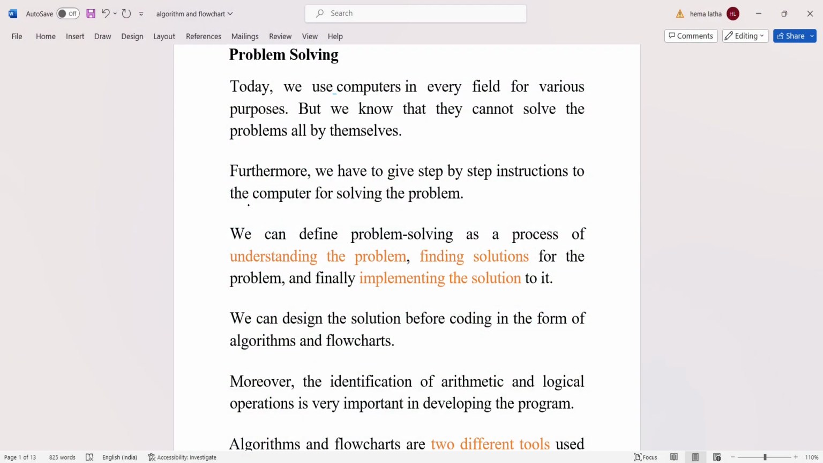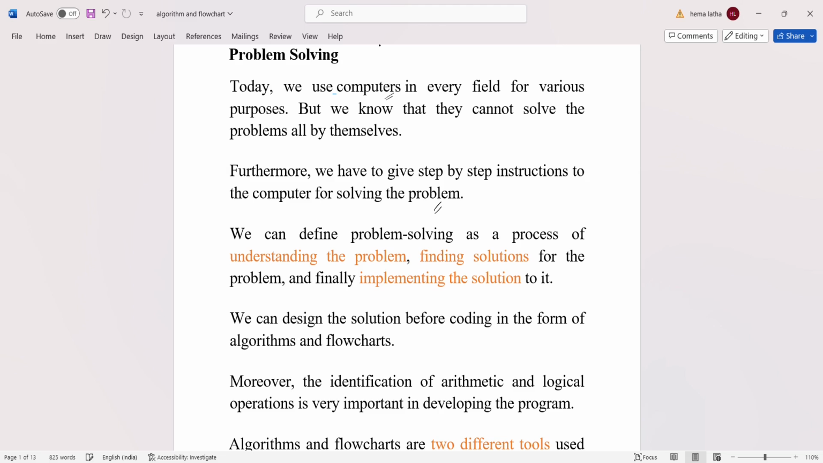Students, in this video we are going to discuss problem solving. Actually, the main topic is algorithm and flowcharts. So first we have to start from problem solving. Suppose we give any instruction for the computer to solve; it cannot solve by itself. So we have to give step by step instructions for the computer to solve the problem.